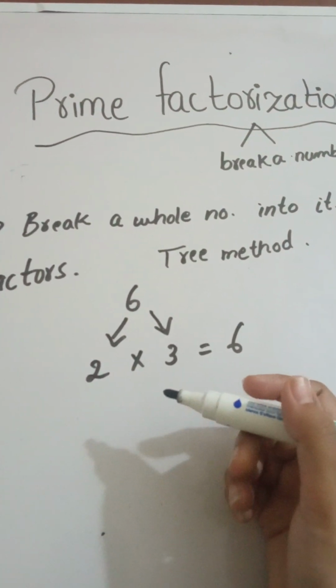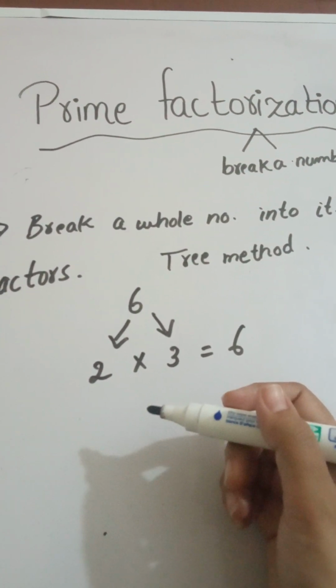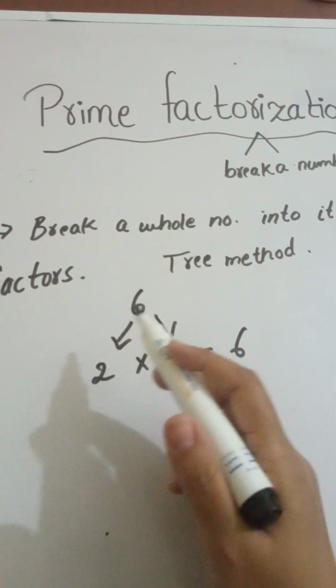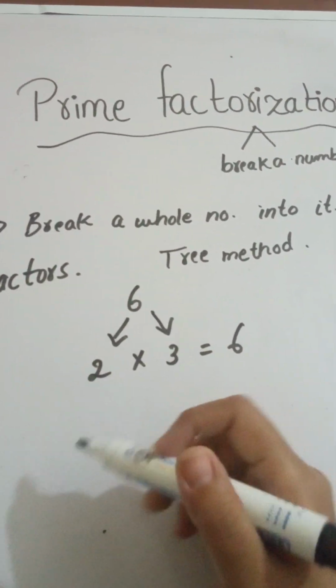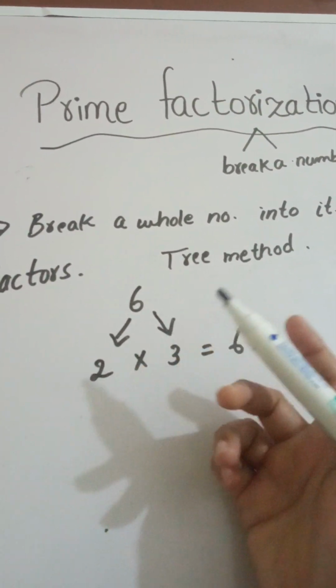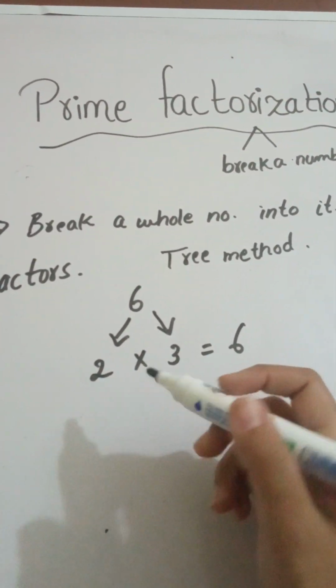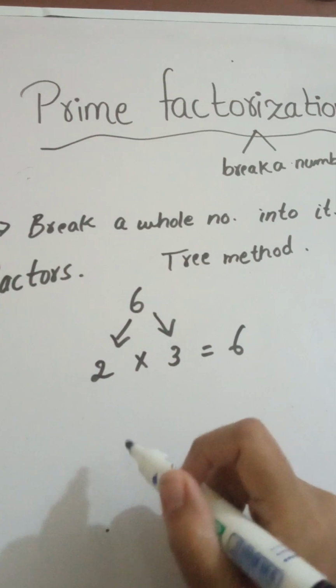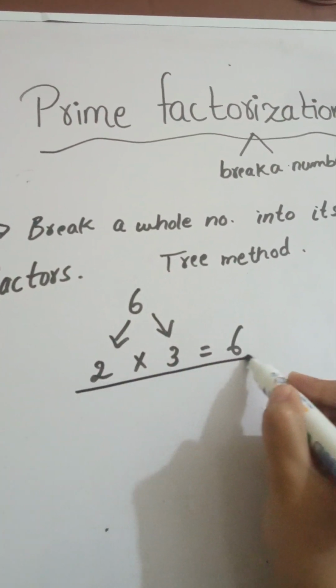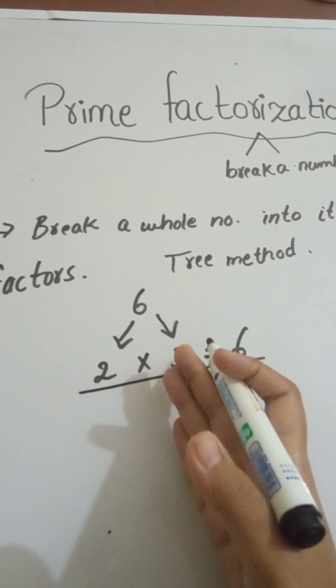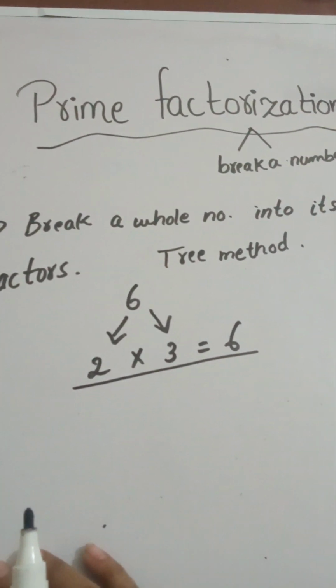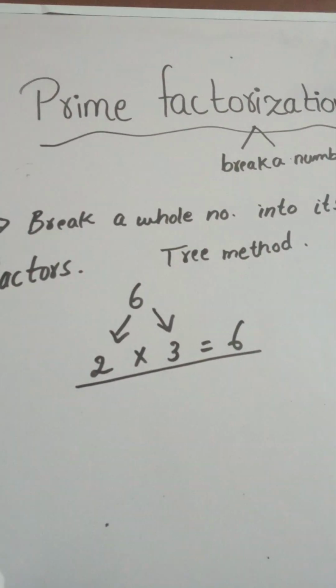Factor means, you can also check my previous video about factors for more detail. Now I'm telling in brief: those numbers which divide a given number completely are known as its factors. 2 and 3 divide 6 completely, we all know that, and their product is 6. So this is the prime factorization of 6, that I have broken it into its prime factors. That is prime factorization.